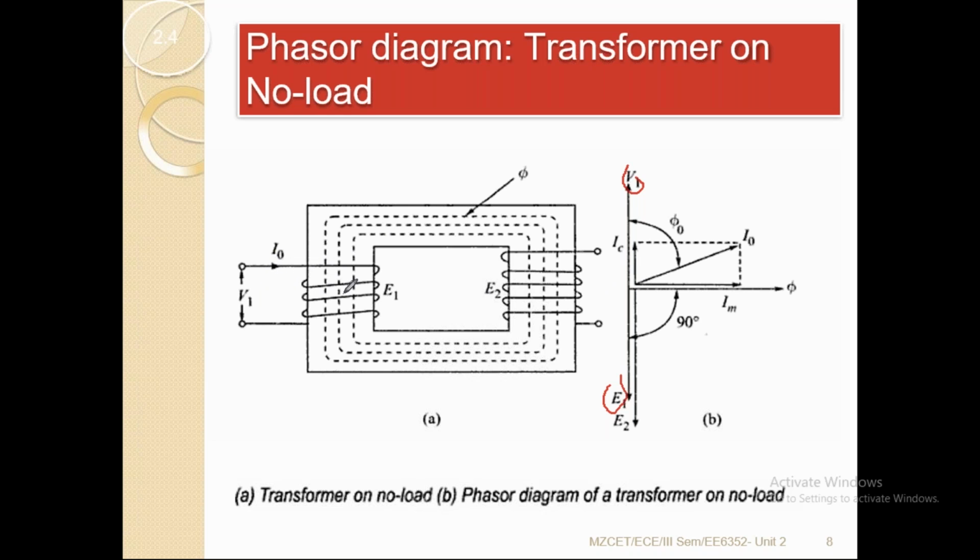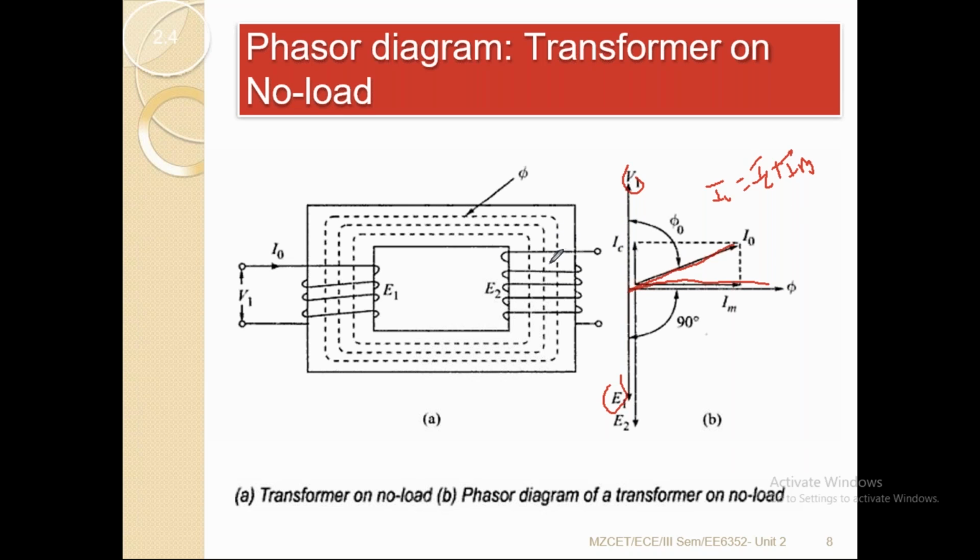When the voltage is applied in the primary, current flows, and that current generates flux in the core. The dotted line is denoted by the flux, and we take the flux along the x-axis. Now, if you reference I naught, this is the no load current, and I naught is a combination of the working component and the magnetizing component, IC plus IM. One is the working component, another one is the core loss component, and the addition of these two gives the no load current.